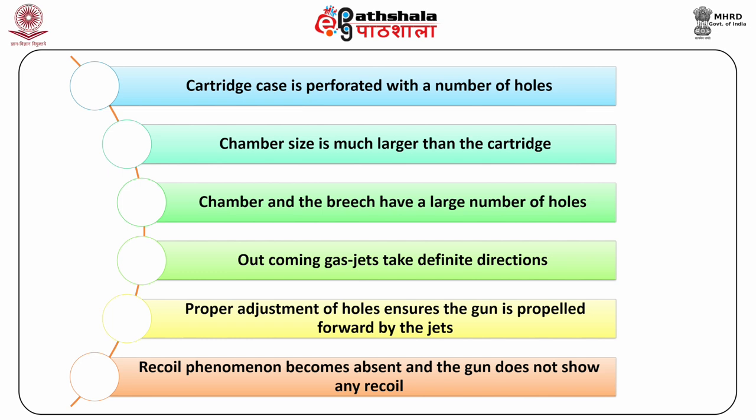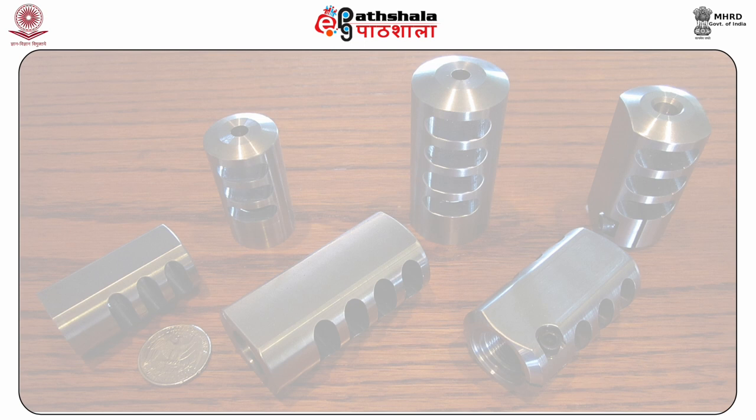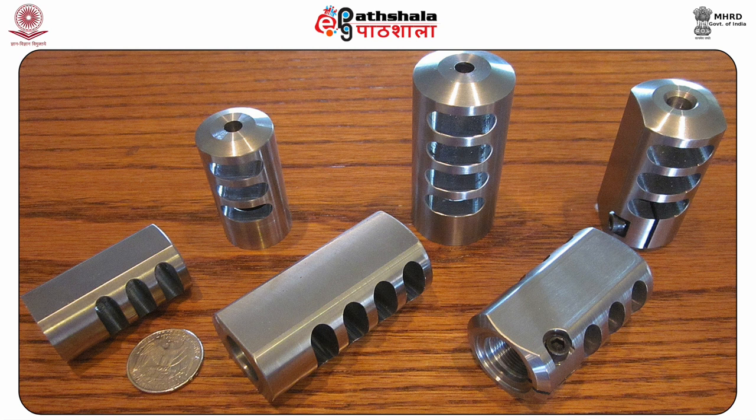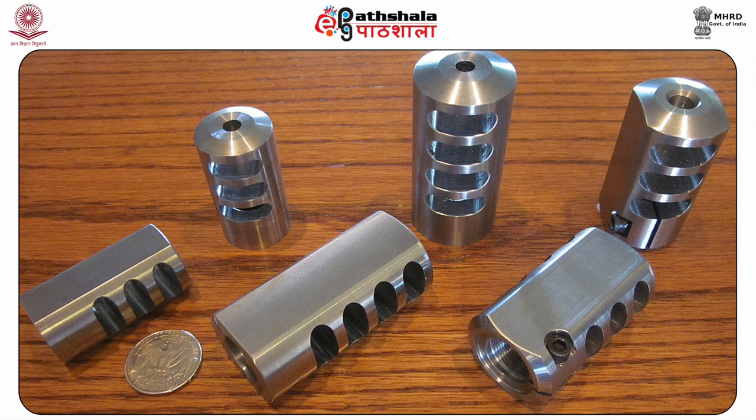Proper adjustment of holes ensures that the gun is propelled forward by the jets only to that extent which will neutralize the backward movement due to recoil. Thus, the recoil phenomenon becomes absent and the gun does not show any recoil. The recoil can be reduced. If cut compensators are used, most of the recoil due to the blast is eliminated. Muzzle brake devices can also reduce the recoil of the firearm.